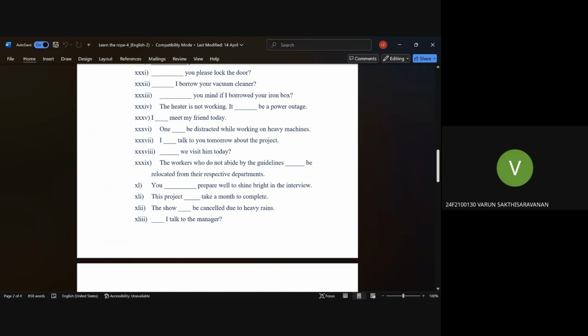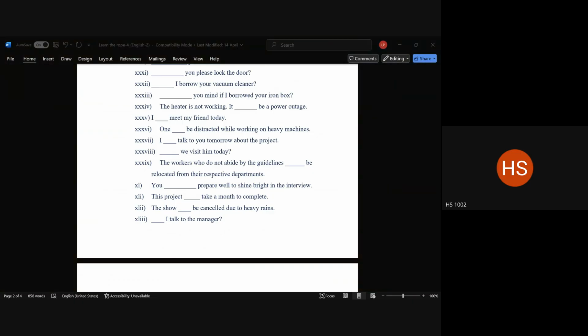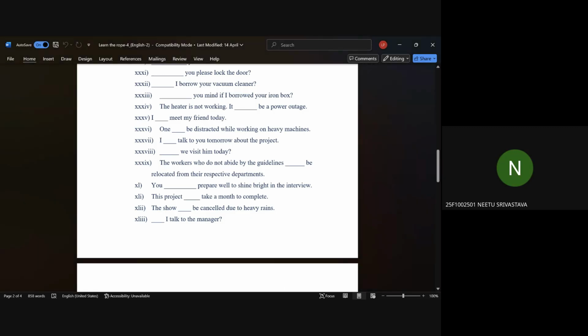Mustn't. One mustn't be distracted. Yes, correct. Other answers? Shouldn't. Yes, correct. Could. One could be distracted while... No, that wouldn't be the answer. That will not give you the intended meaning. So the other two answers are correct. One mustn't, one shouldn't, and then again you can use ought not, right? Ought not be distracted while working on heavy machines.